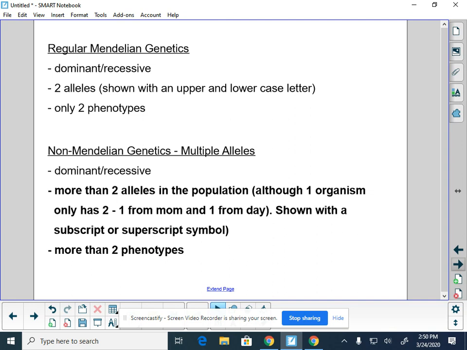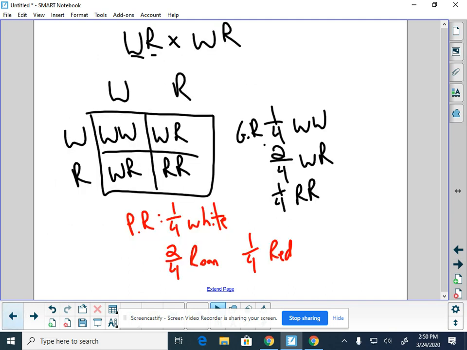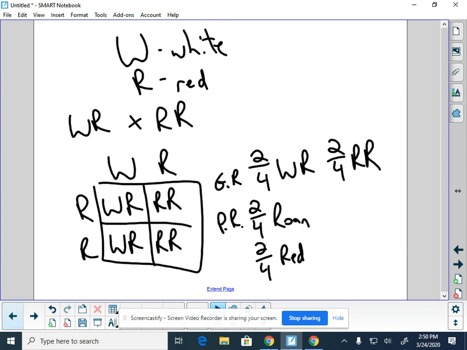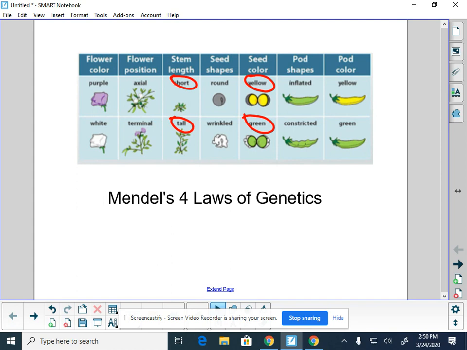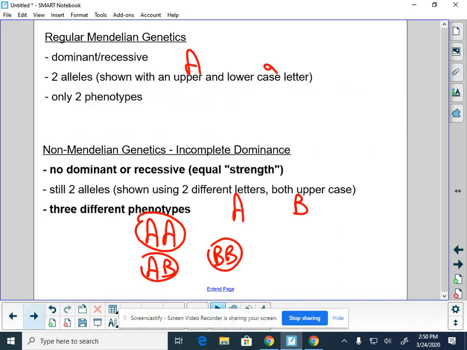Another type of non-Mendelian genetics is called multiple alleles. So you can see at the top, the regular Mendelian genetics, that stays the same. But with multiple alleles, there are dominant and recessive, but now there's more than 2 alleles in the population. Notice both of these other ones, there's only 2 alleles here, capital W, capital R. 2 alleles here, same ones. And in these examples, we could have had capital T and a lowercase t, or a capital G and a lowercase g. 2 alleles only in regular Mendelian genetics.